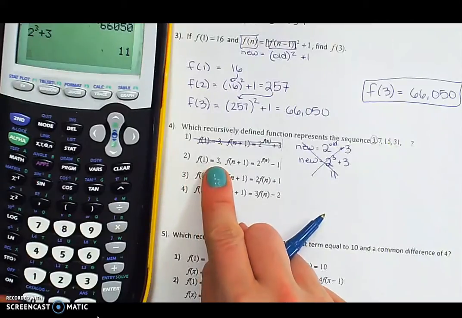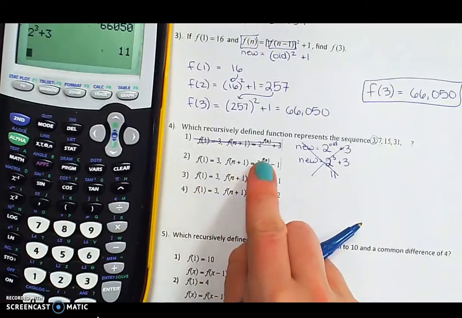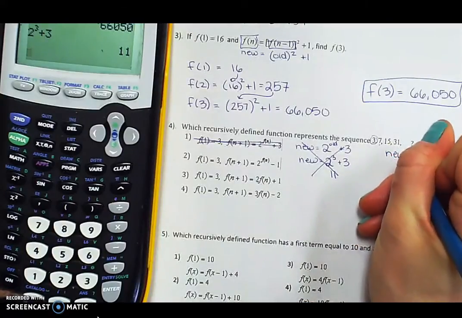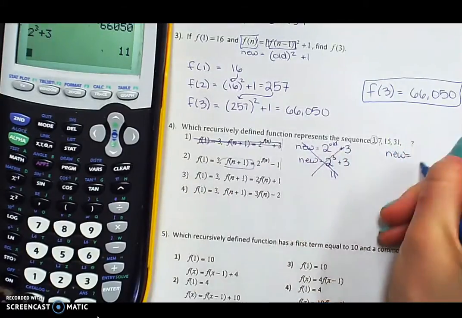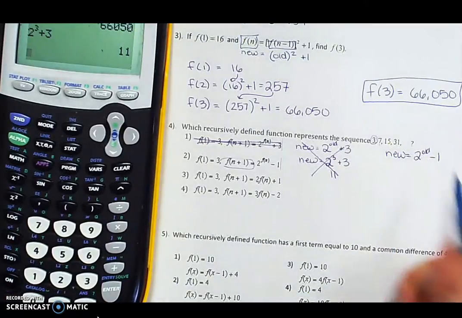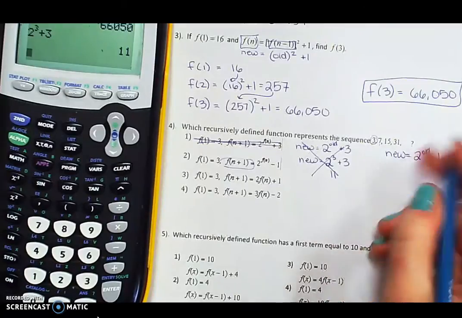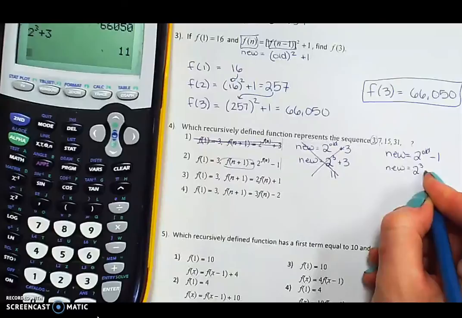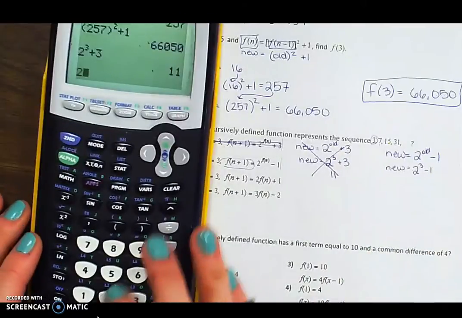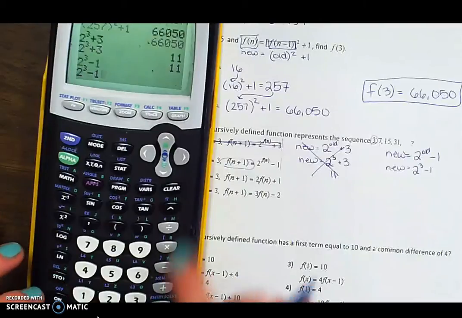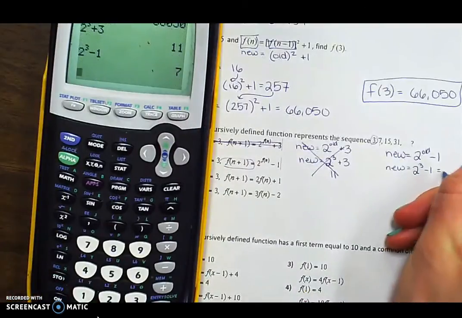So f of 1 equals 3. F of n equals 2 raised to the f of n minus 1. So let's take a look. So that means the new equals 2 raised to the old minus 1. So we already have the old as 3. So your new number would be 2 raised to the 3 minus 1. So let's try that out. 2 raised to the 3 over minus 1. Oh, look at that. We get 7.